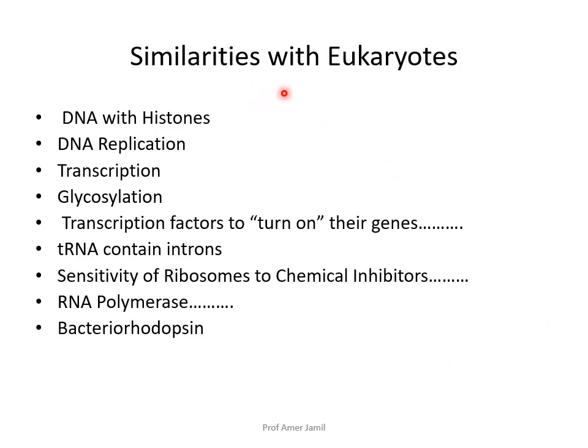Interestingly, they have many similarities with eukaryotes. DNA with histones, and DNA replication is very similar. In transcription, they have RNA polymerase II type of transcription for messenger RNA. Glycosylation is similar to eukaryotes. Transcription factors turn on their genes, similar to eukaryotes. Similarly, transfer RNA contains introns. And the sensitivity of ribosomes to chemical inhibitors is also just like eukaryotic cells. The RNA polymerase, as I mentioned, for transcription is also very similar. And bacterial adaptation similarities are also there.